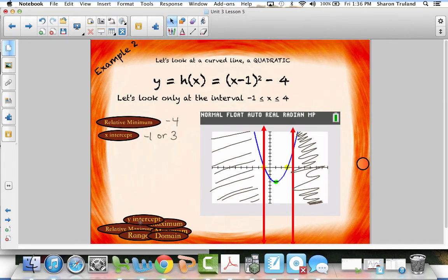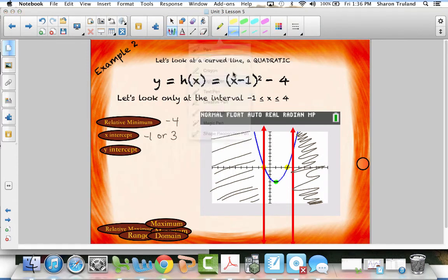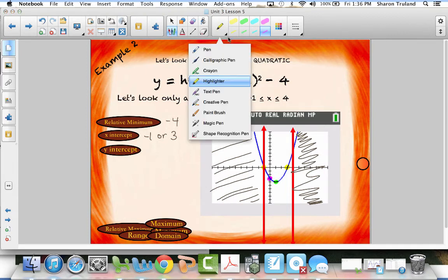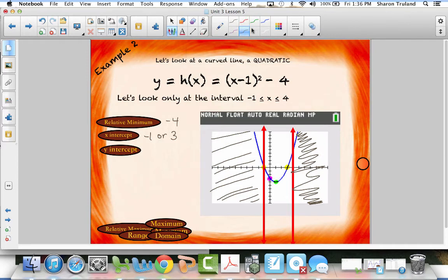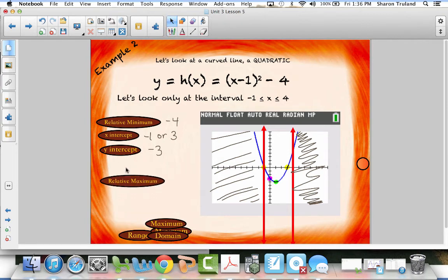How about y-intercept? Does it cross the y-axis anywhere? Absolutely. Crosses the y right there. 1, 2, -3. Okay, so that's -3. Is there a relative maximum? No, there is no relative maximum.